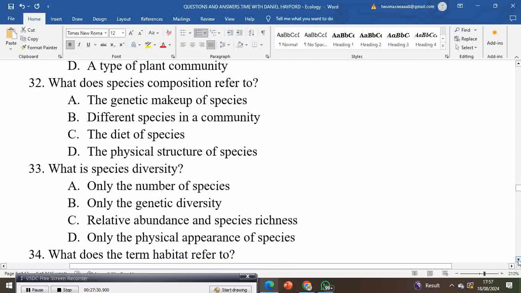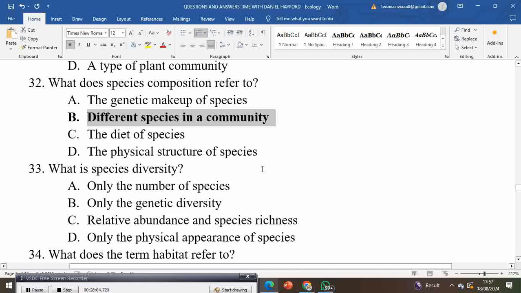Now, question number 32. What does species composition refer to? The option A says the genetic makeup of species, different species in a community, the diet of species, the physical structure of species. Which one is your best shot for question 32? Species composition refers to different species in a community.